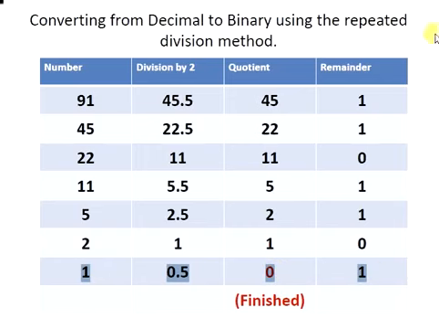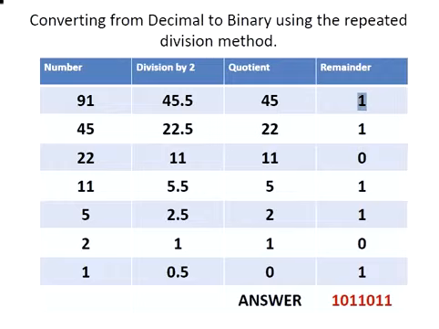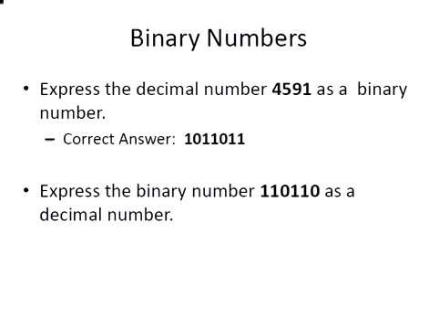So what is our answer? The answer is these values in reverse. So the actual number we're looking for is 1011011. And it is these values in reverse order, or starting from the bottom and working up. So 1, 0, 1, 1, 0, 1, 1. Okay, so that's the first task done. And the correct answer is 1011011.